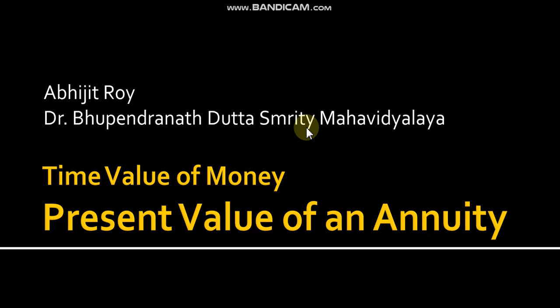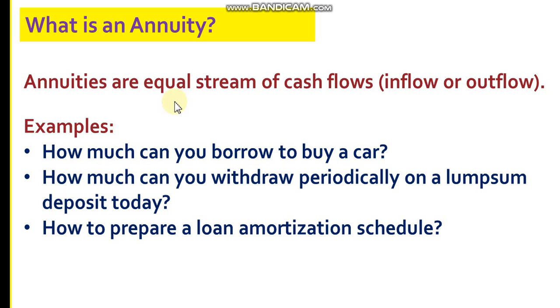So in the time value of money chapter, here we focus on the present value of an annuity. Normally we should understand what an annuity is. These are equal streams of cash flows. It can be cash inflow or cash outflow, but the only feature that has to be satisfied is that the cash flows are equal in magnitude.